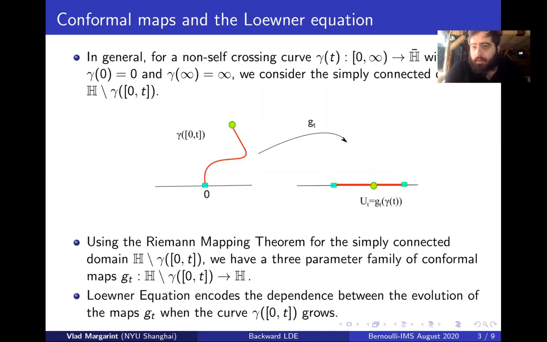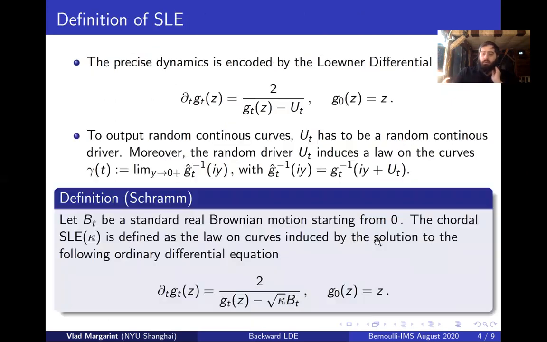What we know from the Riemann mapping theorem is that there is actually a three real parameter family of these maps, and we would like to work with a unique map. In this manner we establish a certain normalization at infinity, where we fix the behavior of certain coefficients in the Laurent expansion near infinity. And thus we can talk about a unique map. So Loewner evolution encodes the dependence between the evolution of curves and the evolution of maps.